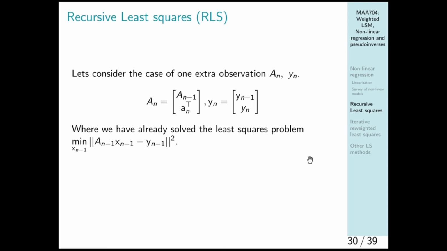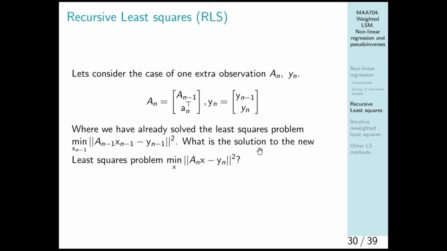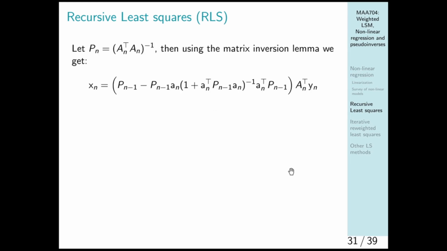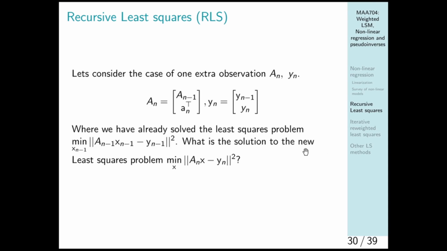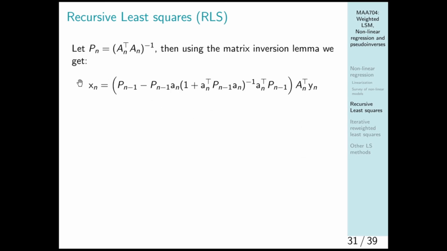And so we want to add it. What is the solution to the least squares problem by using n entries instead of n-1? Now we're going to let this matrix here be equal to (AnᵀAn)⁻¹, and using the inversion lemma, what we have here is that xn is equal to this little monster over here.